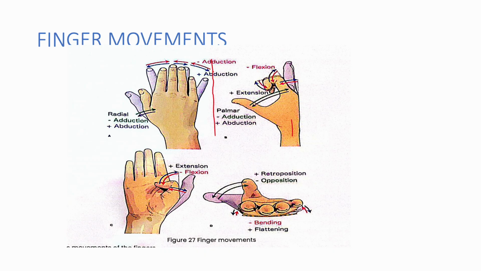Opposition is opposing the thumb to the other digits on the distal parts, not on the middle. Distal parts, like here. And reposition is taking it away from the distal parts of the digits.